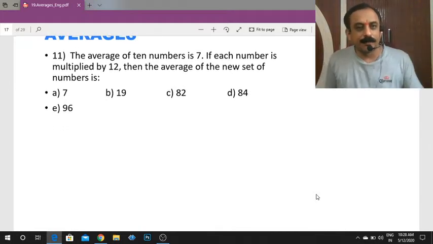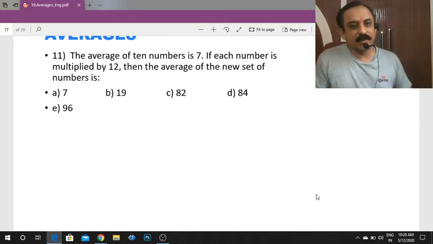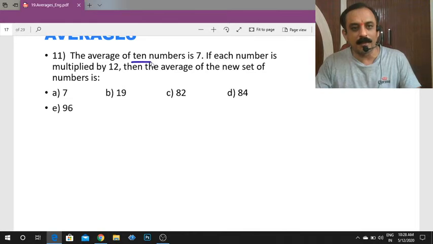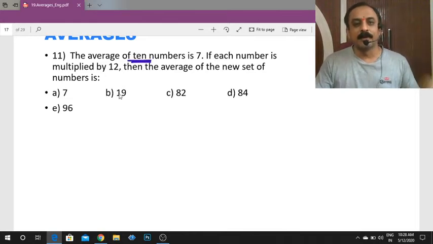Next question. The average of 10 numbers is 7. If each number is multiplied by 12, then the average of the new set of numbers is? Here some observations are there, some numbers are there. How many numbers? 10 numbers. The average of 10 numbers is 7.